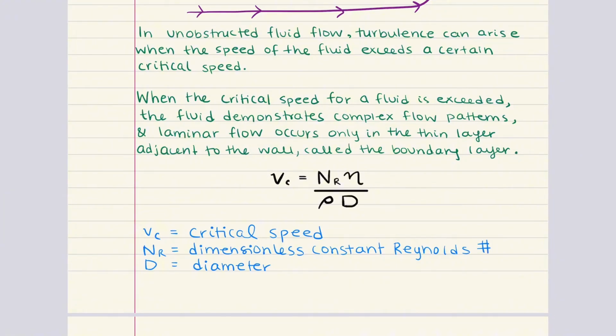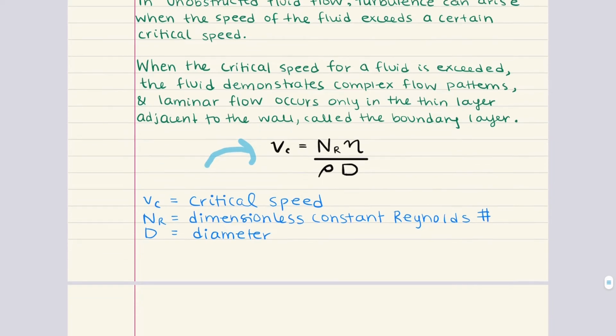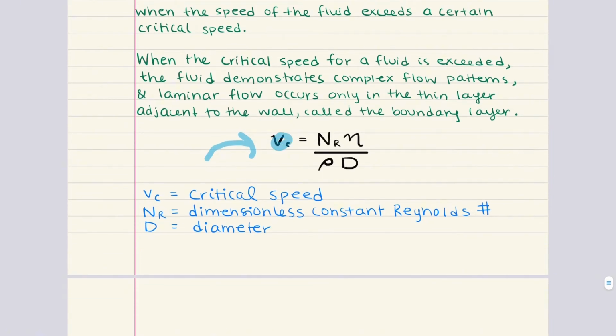The critical speed can be determined using the following relationship. In this equation, critical speed is equal to Reynolds number, a dimensionless constant, multiplied by the viscosity of the fluid, divided by the density of the fluid and the diameter of the pipe or channel through which the fluid is flowing.